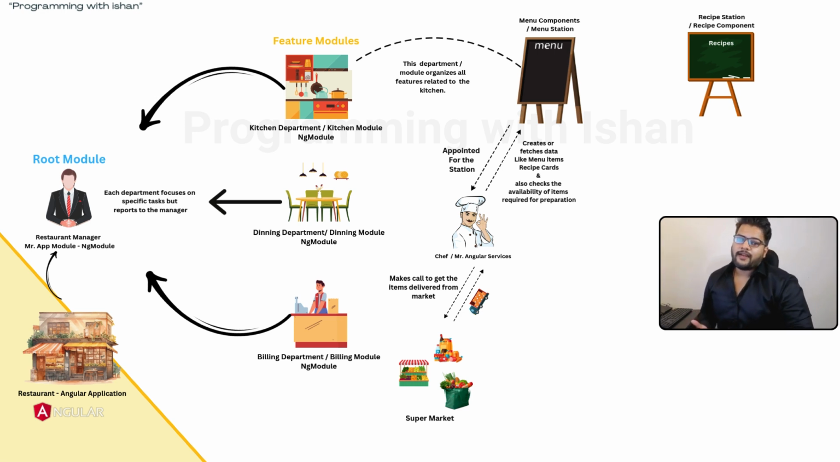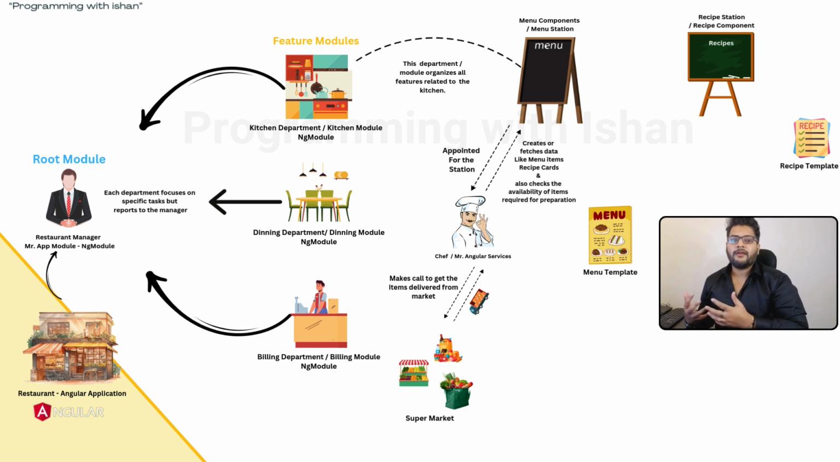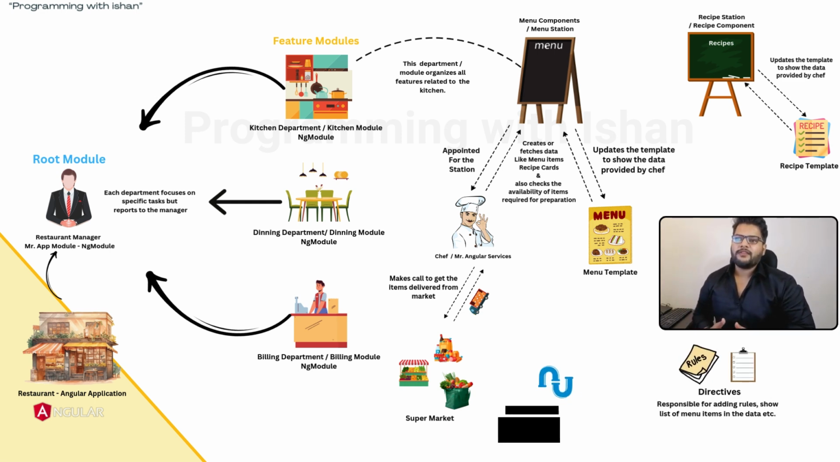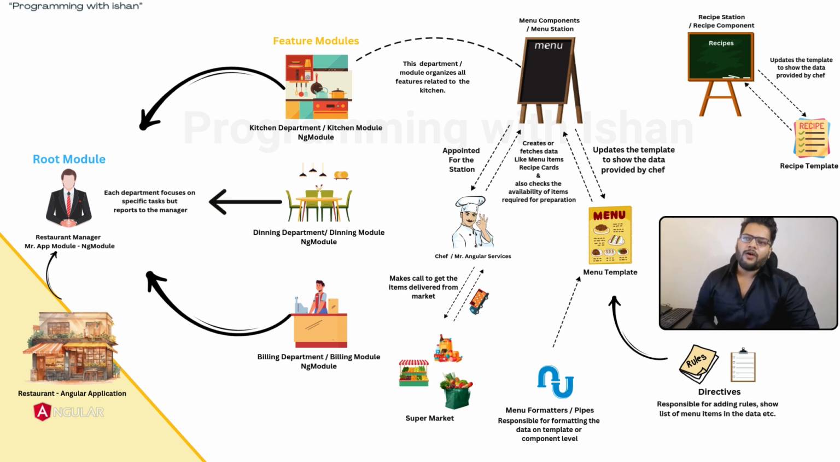Next comes how exactly the kitchen staff will be able to get that data in a presentable manner. For that purpose, our restaurant manager has also proposed a menu as well as a recipe card which can be provided to the kitchen staff, and that keeps updating whenever the data gets updated on the menu station and recipe station by the chef. Also, we have some directives and a menu formatter which is applied on the menu template for the purpose of formatting the data visible on the menu template, or else adding some rules or updating the list of items. So this is the job of the directive and the formatter.